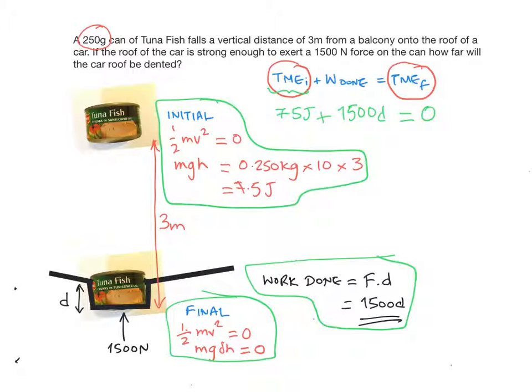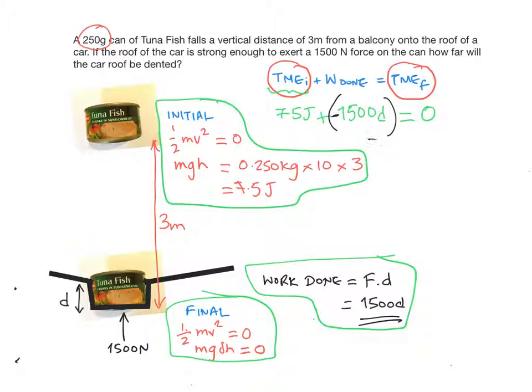Now we should say here that the displacement downwards of 3 meters is considered positive. The distance moved downwards, the dent in other words, is also considered positive d. So the force, since it's acting upwards, must be considered negative. So all this here must be added to minus 1,500 d.